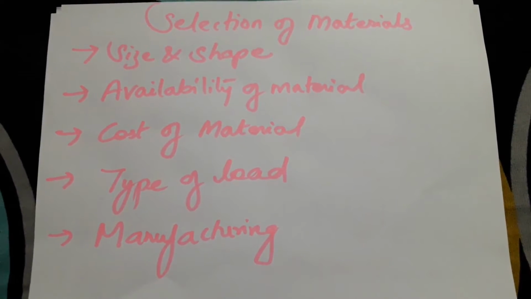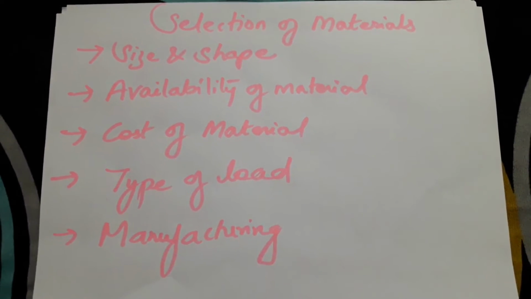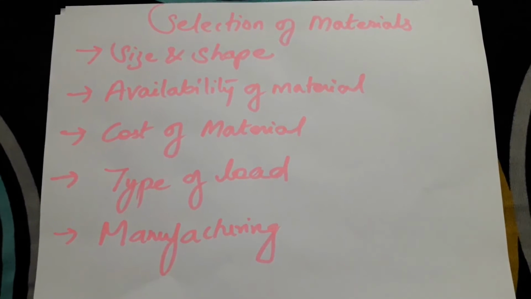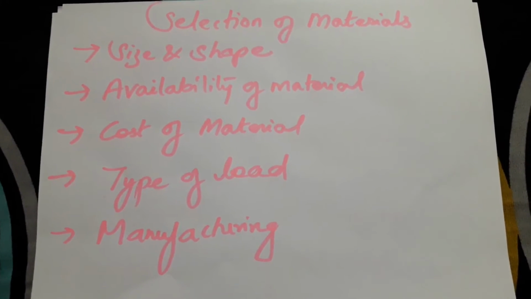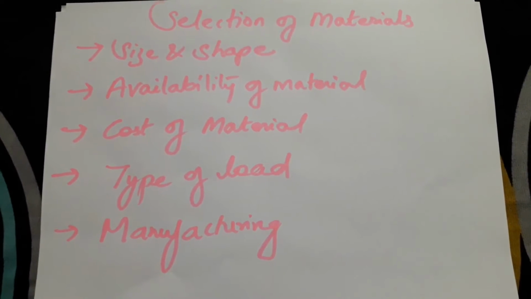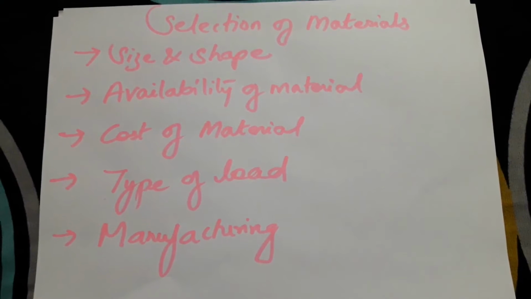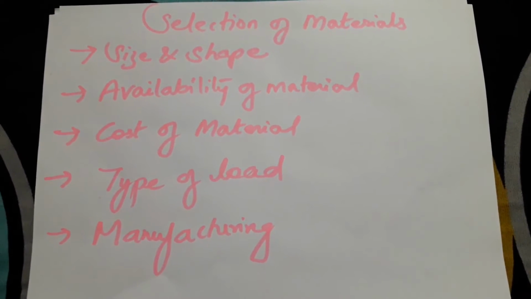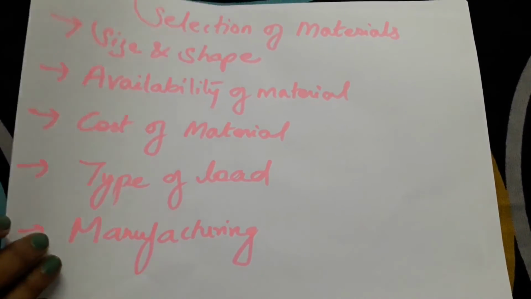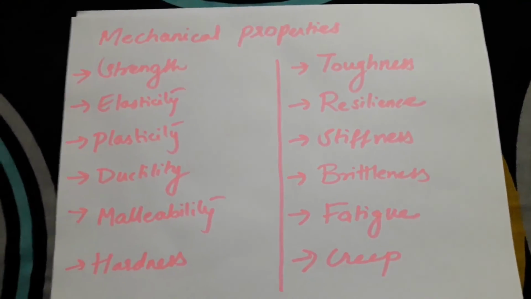Next is type of loading. Next is manufacturing. Like if the material which we have chosen does not have machinability property and we need to machine it, we can't do the manufacturing for the selected material. So, where is the question? So, when we are selecting the material, all these properties should be satisfied. So, these are the various things.